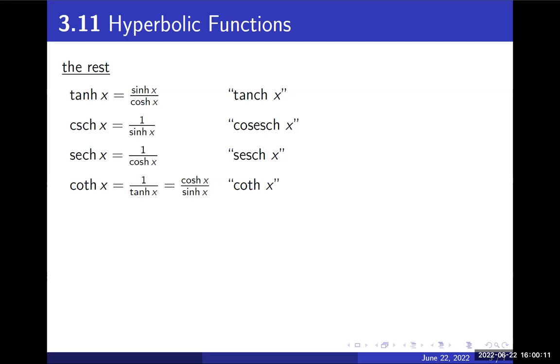And finally, there's hyperbolic cotangent x, which we can call coth x. You could say that's either 1 over tanh x or cosh x over sinh x. You could break any of these down back into e to the x, e to the negative x, that sort of thing. Okay, we get it.